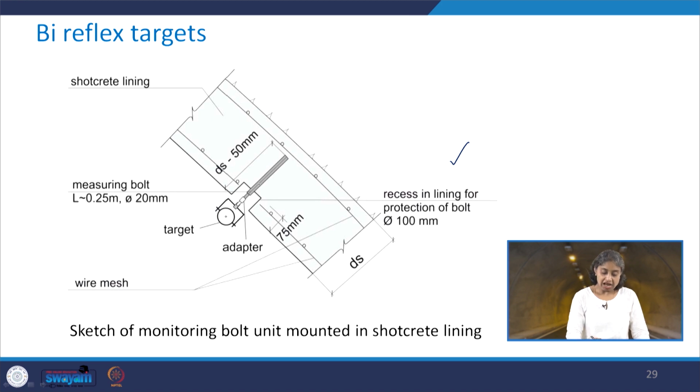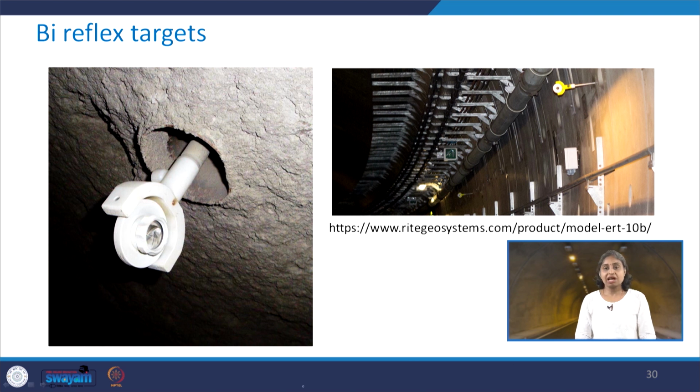So you can see how these have been installed in the shotcrete layer. Basically this is the shotcrete lining, and then you have the wire mesh here, and in this one you have the bolt that has been installed in the shotcrete lining, and this is how the bireflex target is protruding from the surface. See, this is how it looks as far as the installation in the field is concerned. So you see here, that's the surface, and this is how it will be installed.